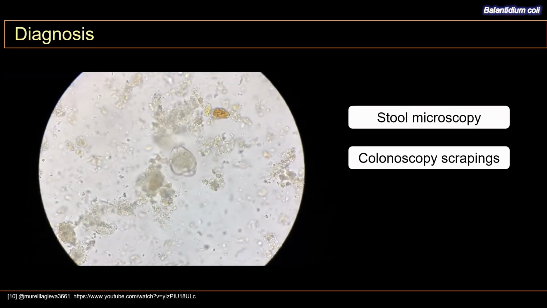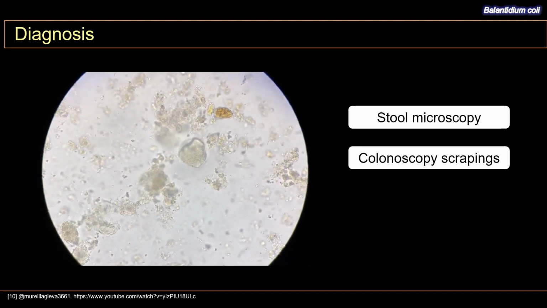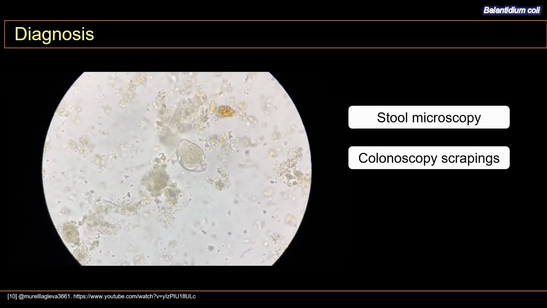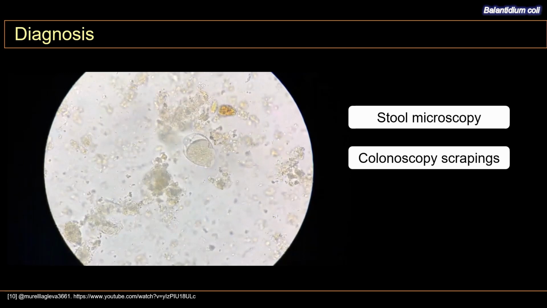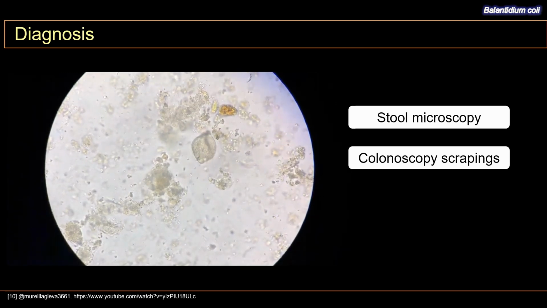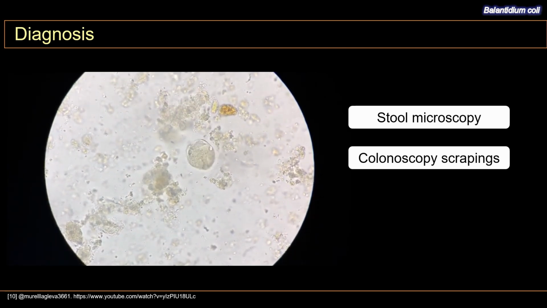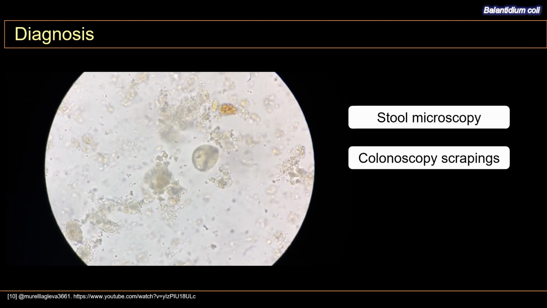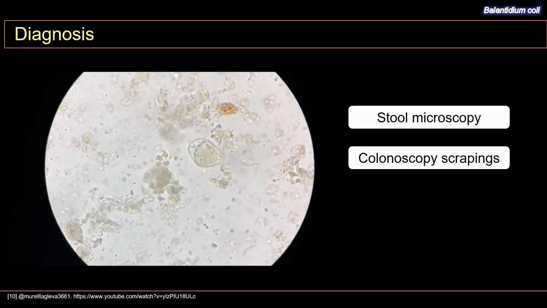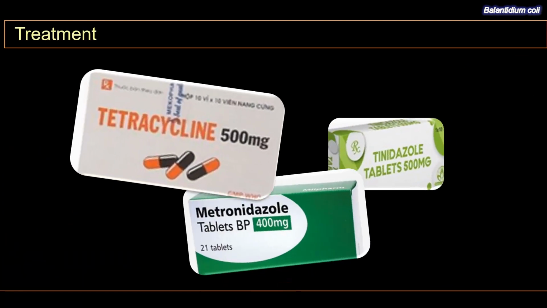Balantidium can be diagnosed using microscopy of direct fecal smears. Take note of the rolling motion of the trophozoites as it moves around using its cilia while it sucks nutrients from its surroundings. Biopsy samples from colonoscopy or sigmoidoscopy can also provide additional diagnosis. The drug of choice for balantidiasis is tetracycline. Second-line drugs include metronidazole and tinidazole.